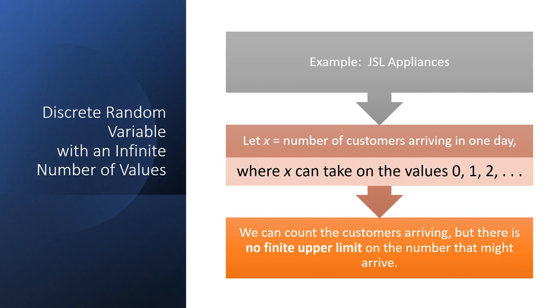Now, at the same store in the same scenario, if we're looking at the number of customers arriving in one day, X could be 0, 1, 2, 3, 4, but there's no finite upper limit on the number of customers that we can have show up on any given day.